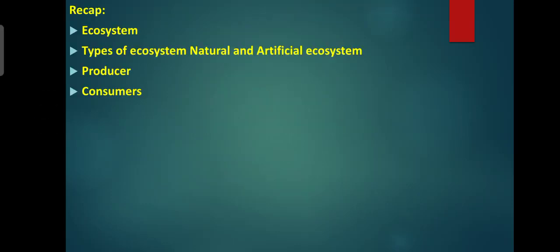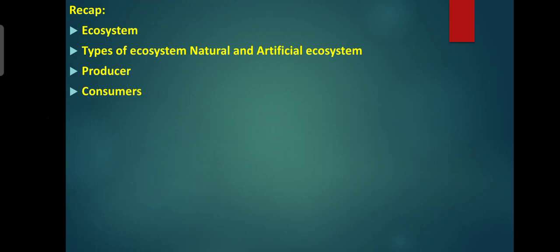In the previous section, we saw about our environment, ecosystem, and types of ecosystem. What is ecosystem? Ecosystem means a community of the living and non living things that work together. Each part of the ecosystem has a role to play.